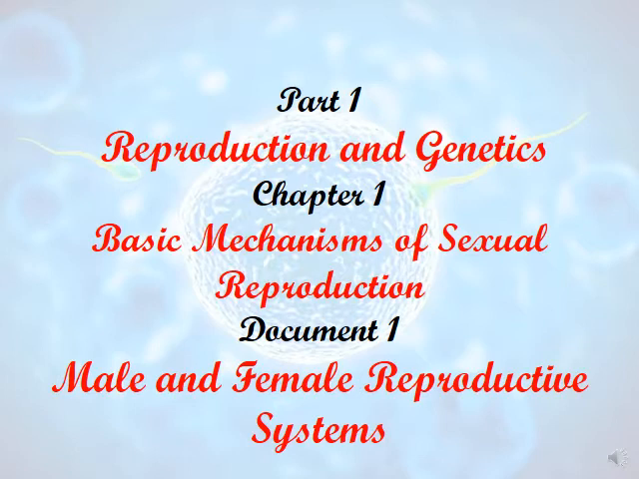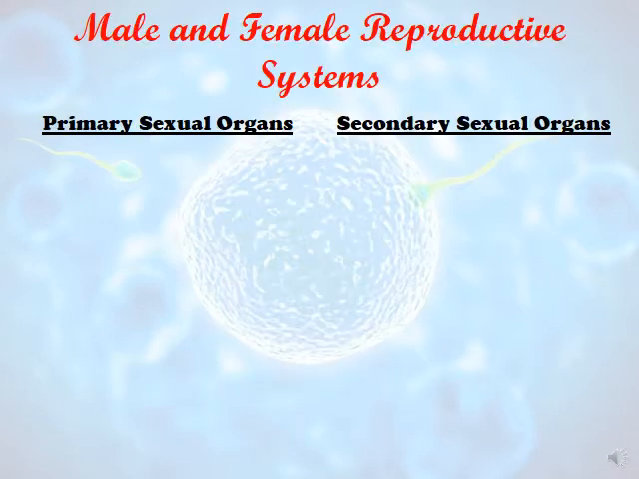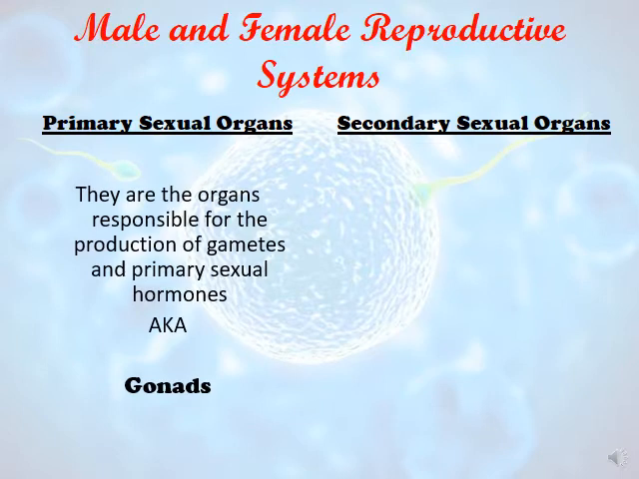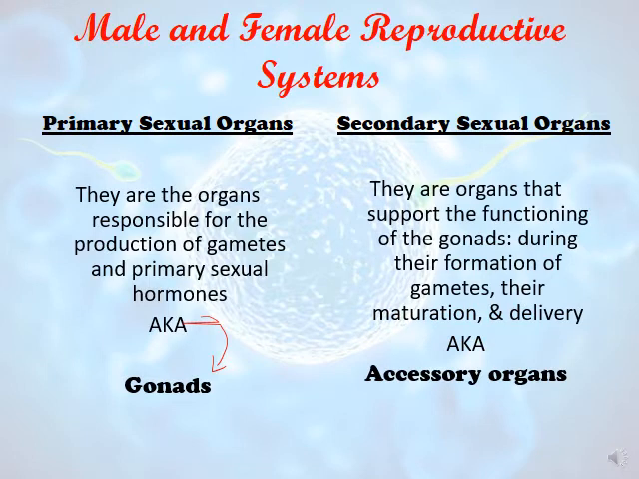Let's have an overview about the male and the female reproductive system. In the male and female reproductive systems, we have the primary sexual organs. They are the organs responsible for the production of gametes and the primary sexual hormone, also known as gonads. Whereas the secondary sexual organs are the organs that support the functioning of the gonads during the formation of the gametes and their maturation and delivery, also known as accessory organs.